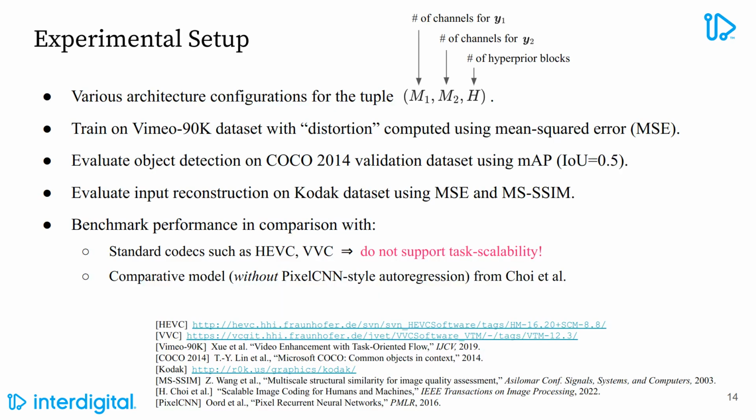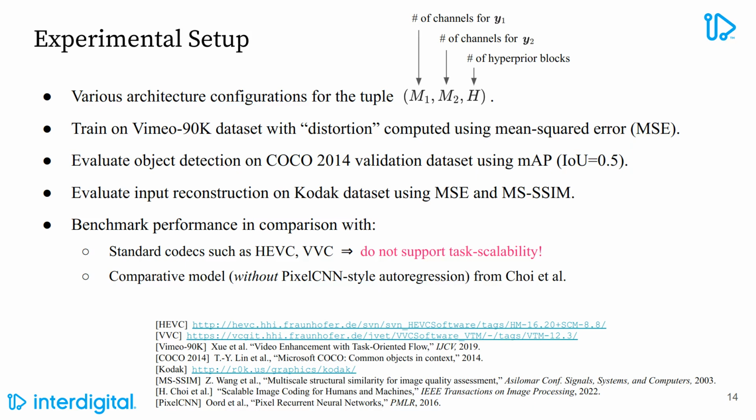In our experiments, we tested various configurations of hyperparameters for the number of channels in the transform domain. We trained our models on the Vimeo 90K dataset, where the distortion terms within the loss function were computed using mean squared error. We evaluated object detection performance on the COCO 2014 validation dataset using the mean average precision metric for an intersection over union threshold of 0.5. We evaluated input reconstruction performance on the Kodak dataset for both MSE and MS-SSIM.